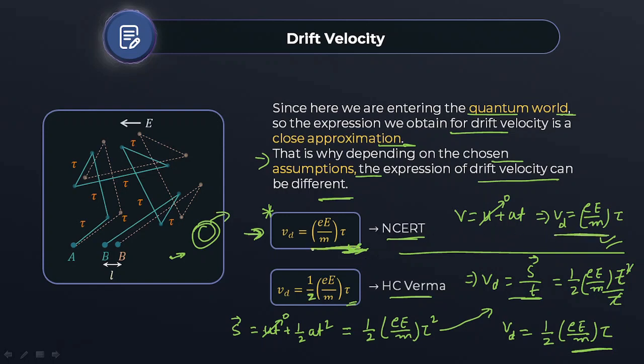Now both expressions are correct, but when it comes to the application part, we will be using the one given in the NCERT. Clear to everyone this difference? Why are we getting different results? Because in the quantum world nothing is absolute. So whatever assumptions we take, we get the result depending on that, right? Clear? Let us move forward.